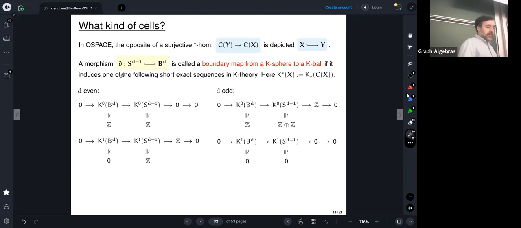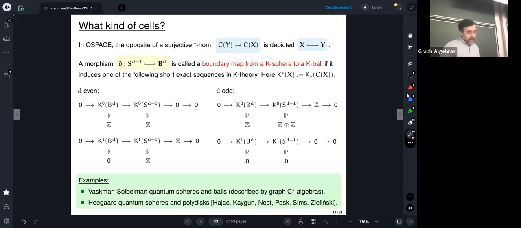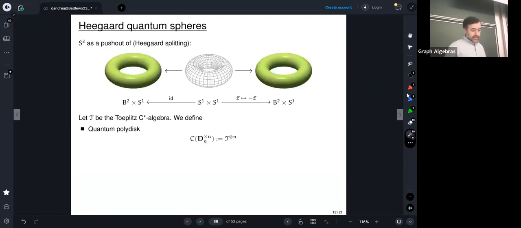I'm not going to read the details. But the important thing is that a map, what we call here a lateral cofibration between two quantum spaces, is good for us as a cell to define a CW structure if it induces in K-theory short exact sequences similar to the one induced by the boundary map from a classical sphere to the classical ball. And skipping all the details, there are at least two classes of examples where this works. One is Vaksman-Soibelman quantum spheres. The other one is the Hong-Szymański quantum spheres and Toeplitz-type disks, whose construction I'm not going to tell you because it's a bit late. So let's skip the construction.